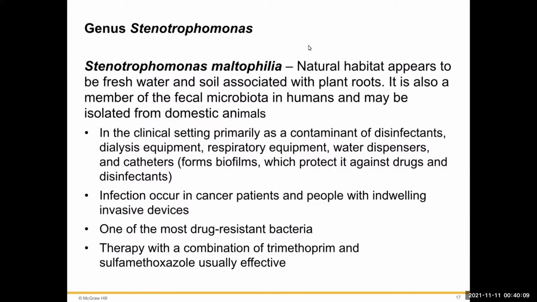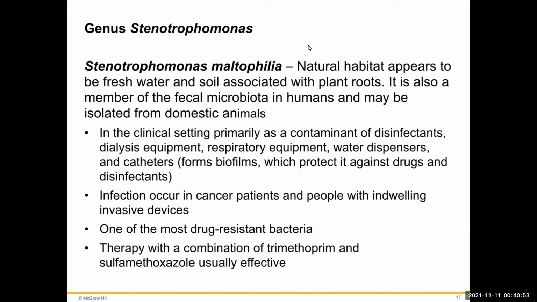Stenotrophomonas maltophilia's natural habitat appears to be fresh water and soil. It's associated with plant roots. It's also a member of the fecal microbiota in humans and may be isolated from domestic animals. In the clinical setting, it's found primarily in contaminated disinfectants, dialysis equipment, respiratory equipment, water dispensers, and catheters. It forms a biofilm, which protects it against drugs and disinfectants, and that's why it's an opportunistic bacterium. Infections occur in cancer patients and people with indwelling invasive devices, dialysis.